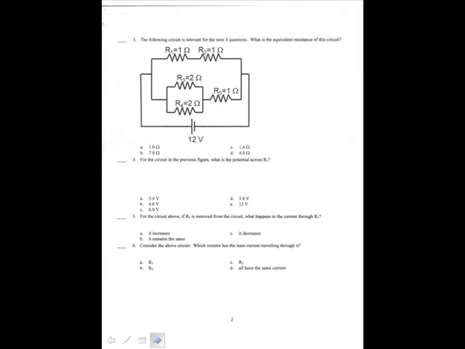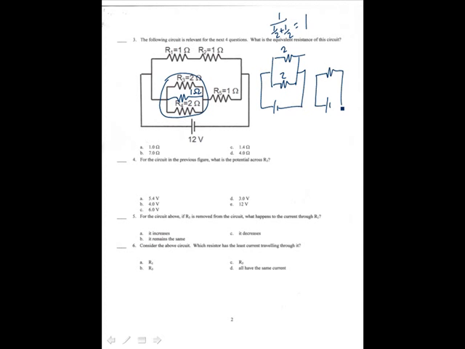The following circuit is relevant for the next 4 questions. What is the equivalent resistance? Alright, well first we want to start with this. It's in parallel, so it's 1 over 1/2 plus 1/2. That's equal to 1, so I can replace this with a 1 ohm resistor, and then I replace both parts of this parallel branch with 1 plus 1 is 2, and then I resolve that into a single resistor, and it's just like we did before. It's just 1 ohm. Alright, so the answer is A for number 3.